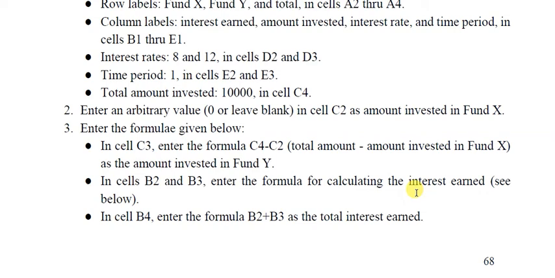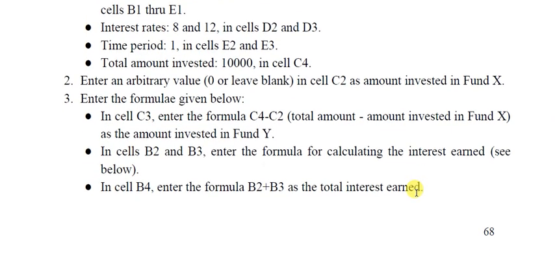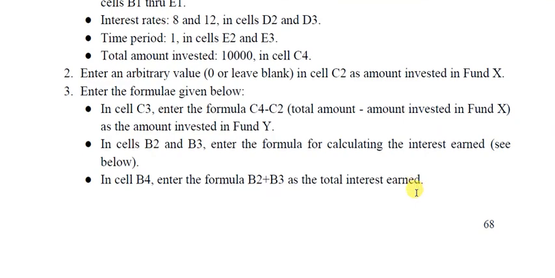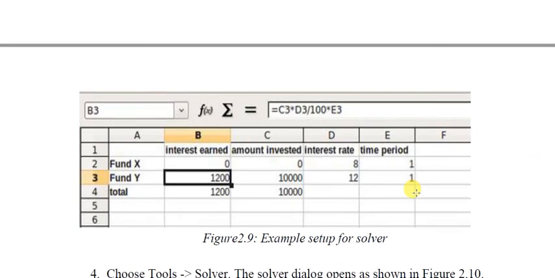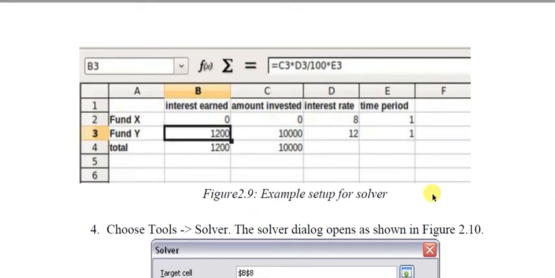Then you will enter the formula. In the cell C3, you will write the formula, what is C4 minus C2, that is total amount minus amount received will be the interest. Similarly, you can add the formulas, and at the end you will have the total interest as B2 plus B3. Okay, so this is the image that will show you how to do this example.